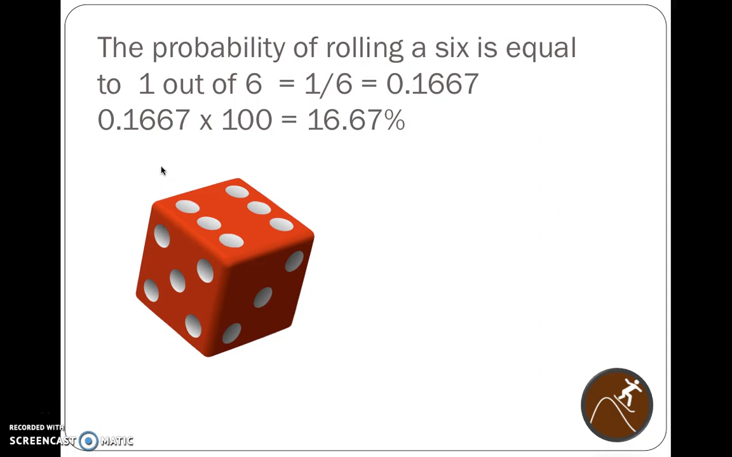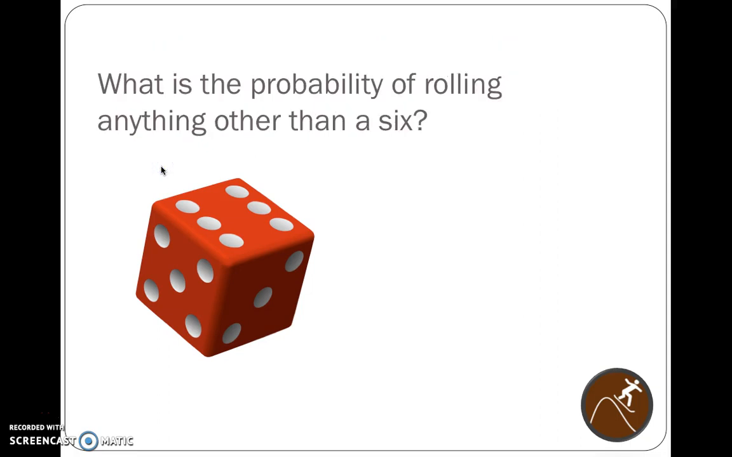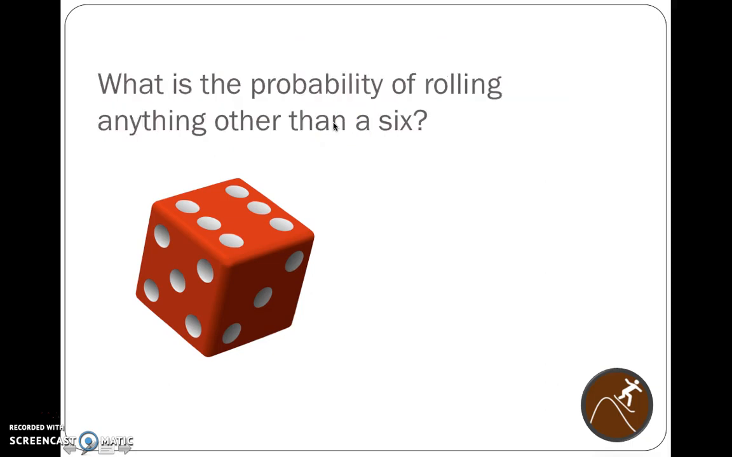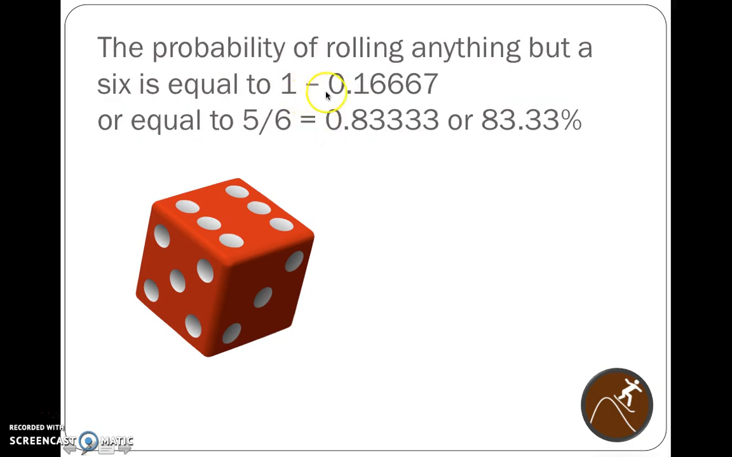Okay, now using our logic here, what's the probability of rolling something other than a 6, like a 1, 2, 3, 4, or 5? So it's the opposite of, if we have 16.67%, this is the opposite of it. So it's 1 minus 0.167, or 83.33%. So 83%, that's our probability of rolling something other than a 6.